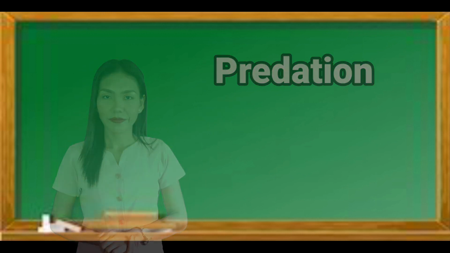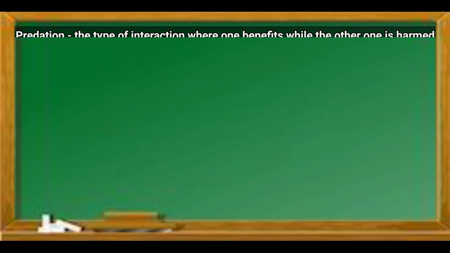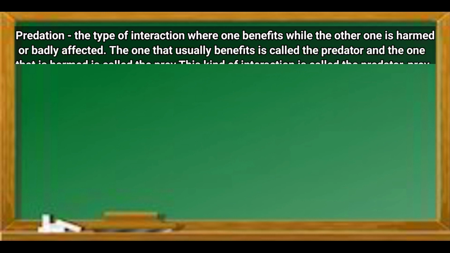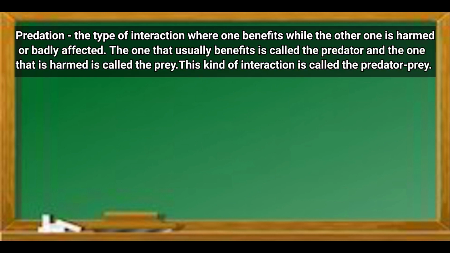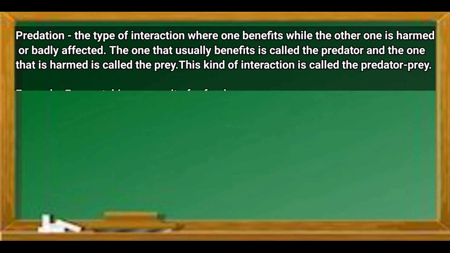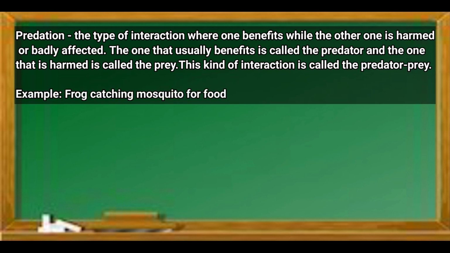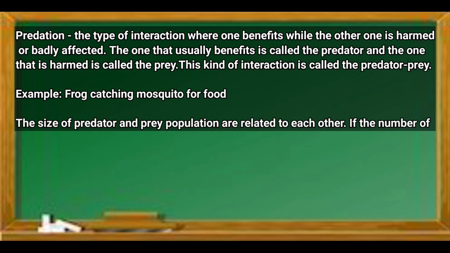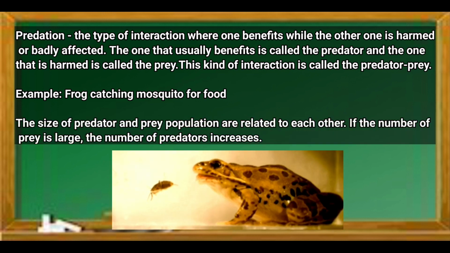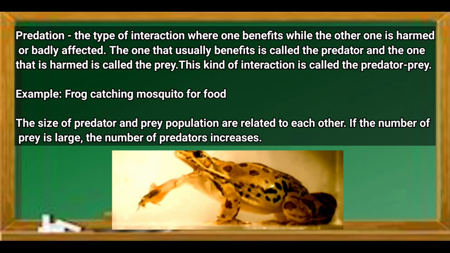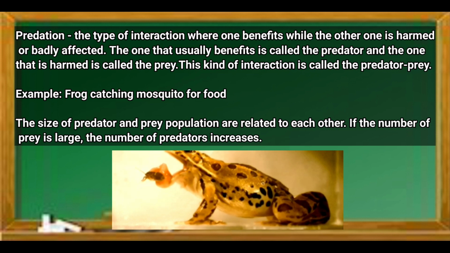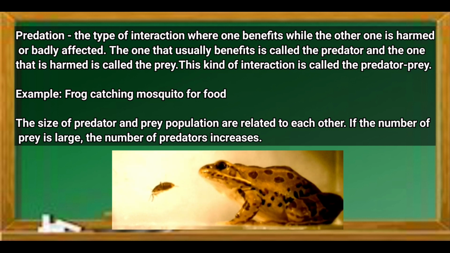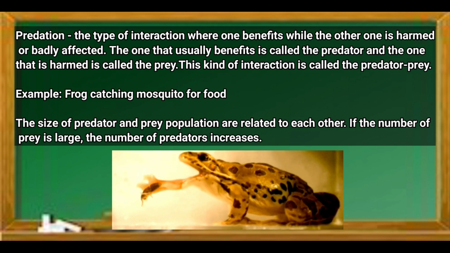Predation. The type of interaction where one benefits while the other one is harmed or badly affected. The one that usually benefits is called the predator, and the one that is harmed is called the prey. This kind of interaction is called the predator-prey. Example, frog catching mosquito for food. The size of predator and prey population are related to each other. If the number of prey is large, the number of predators increases.